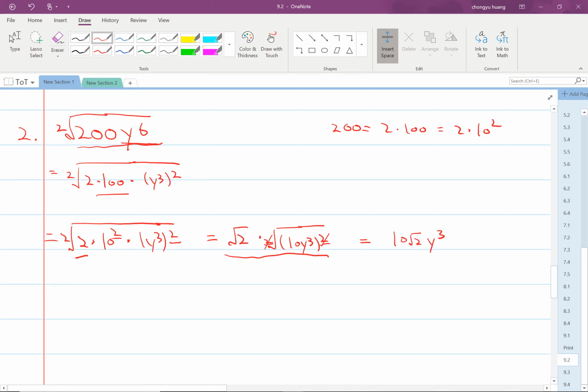Okay, so as I said before, all you have to do to solve a square root is try to make something to the power 2. Same as the nth root: if you have an nth root, you try to make something to the power of n. That's the same logic.